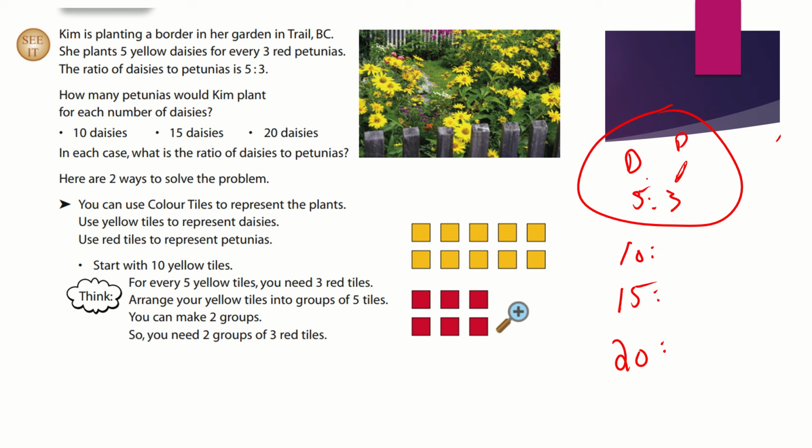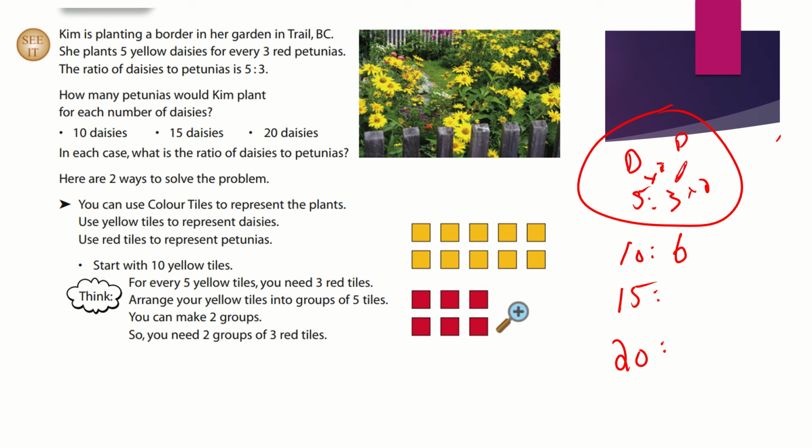So what you have to ask yourself is, 5 times something is going to equal 10. Well, it's 5 times 2. So now the rule in ratios to find equivalent ratios is you do the same on the other side. 3 times 2 is 6. So here, my ratio of 5 to 3 can also be 10 to 6.